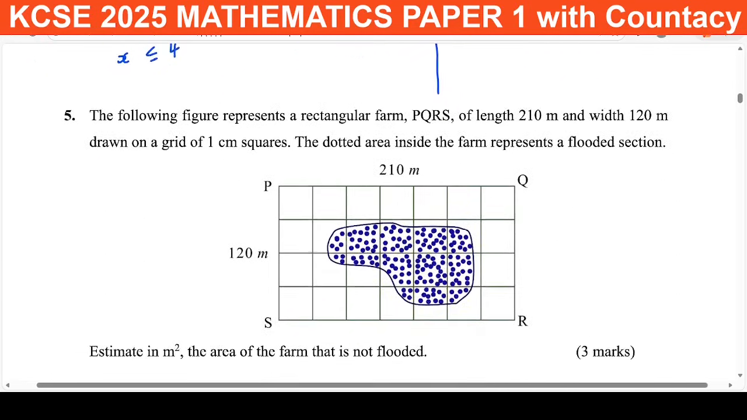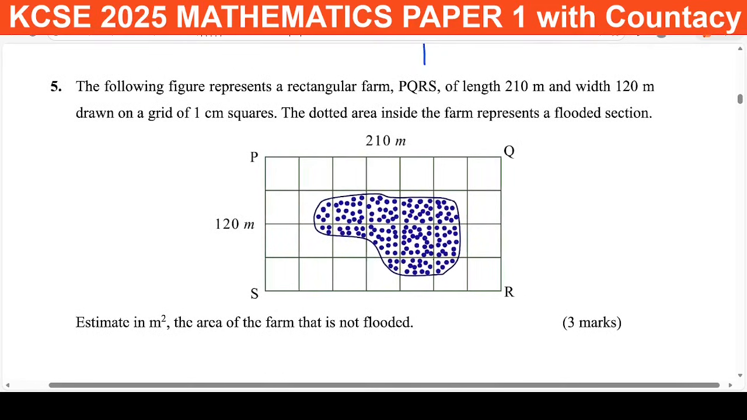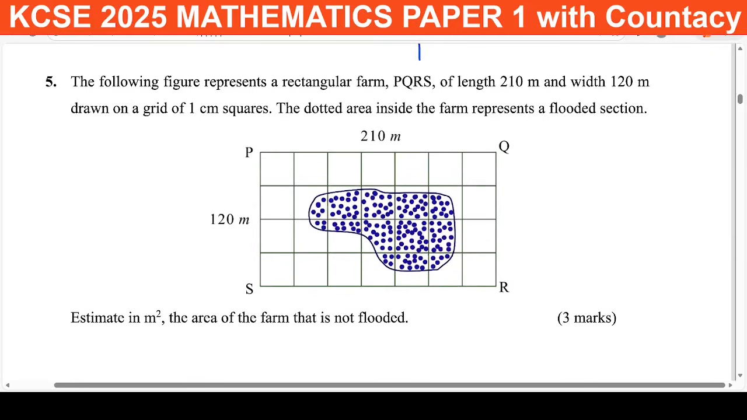We have our next question over here. That's question 5. Remember, this is KCSE Mathematics questions that were recently tested. Therefore, this is a KCSE standard exam. The following figure represents a rectangular farm PQRS of length 210 meters and width 120 meters drawn on a grid of 1 centimeter squares. The dotted area inside the farm represents a flooded section. Estimate in meters squared the area of the farm that is not flooded.